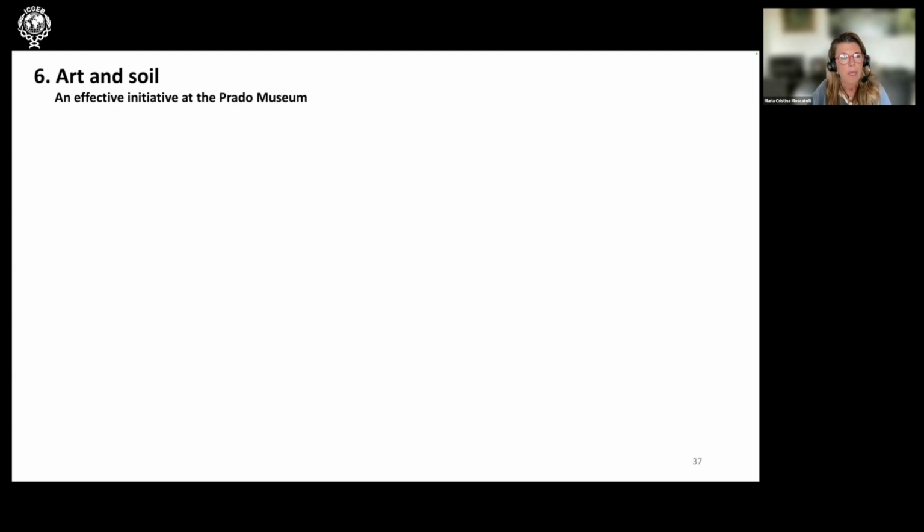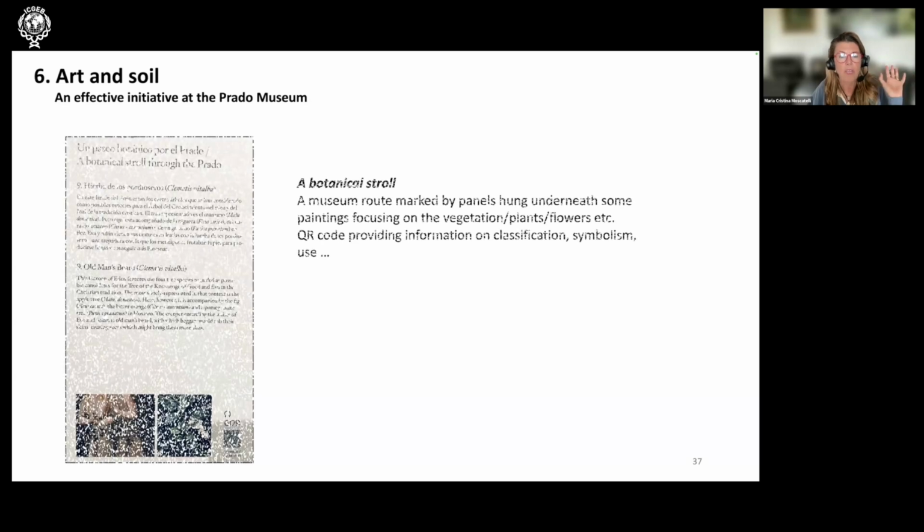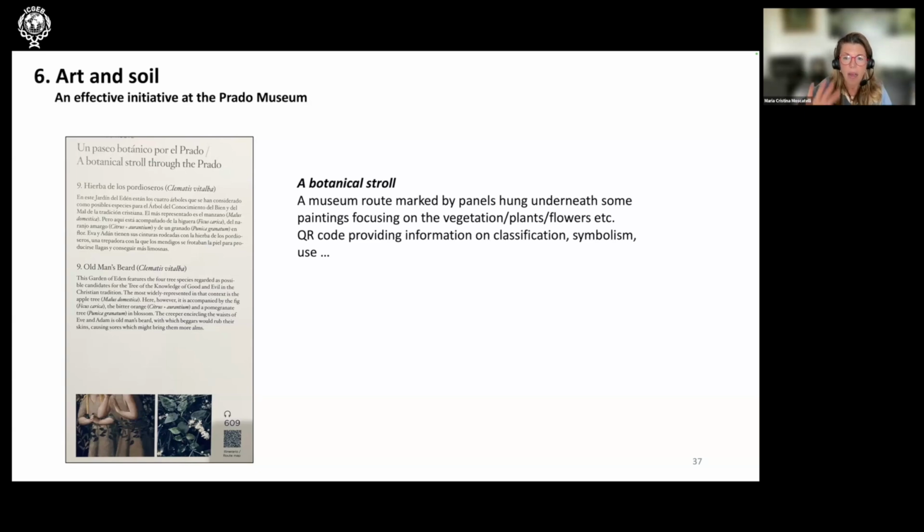I finish with an effective initiative I found at the Prado Museum some months ago. I was visiting this museum. It was called the Botanical Stroll. What was it? It was a museum route marked by panels which were hung under some paintings. So we visitors were invited to follow an exhibition within the exhibition dealing with plants, with botanical aspects. Details of the plants, fruits, herbs that were painted by the painter in each painting were analyzed and provided information on classification, symbolism, use. So this kind of lit a light, a lamp in me.